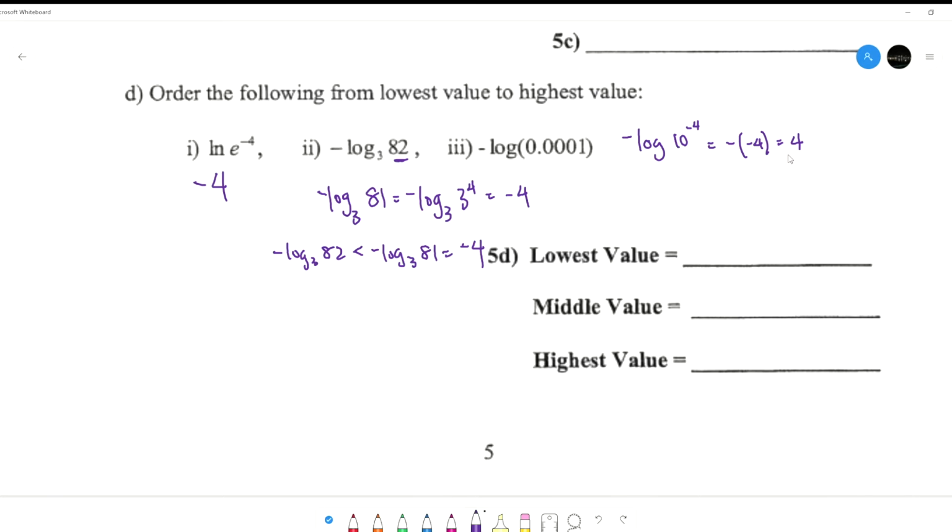Okay. So now I can see this 3 is the highest one, right? So I'll put 3 here. And then the smallest one is the negative log base 3 of 82. And then ln of e to the -4. All right, any questions?